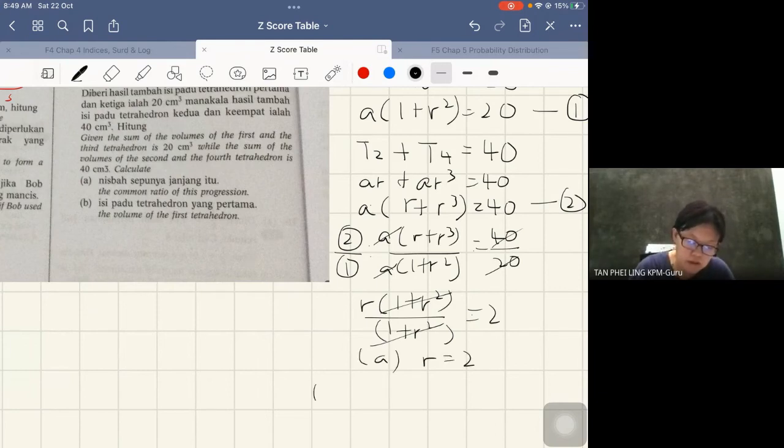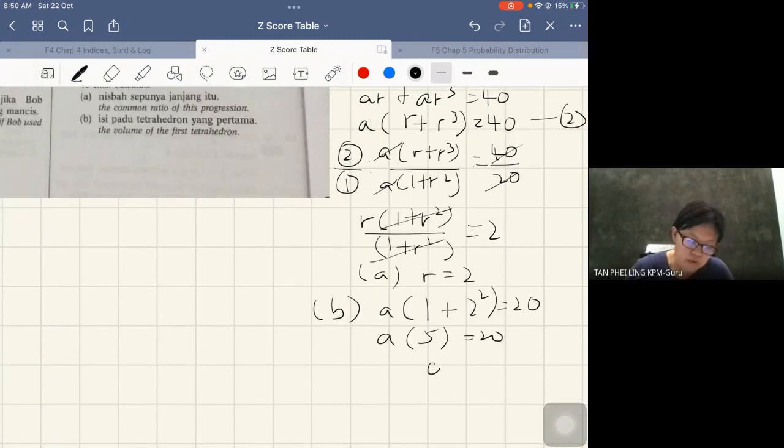And then part B, to find that, I put in A times 1 plus R, which is 2 squared, equals 20. So A will be 1 plus 4 is 5. So A will be 4. My A is 4. My next one will be A times R, which is 8. And then my next one will be AR squared, which is 4 times 4, 16.